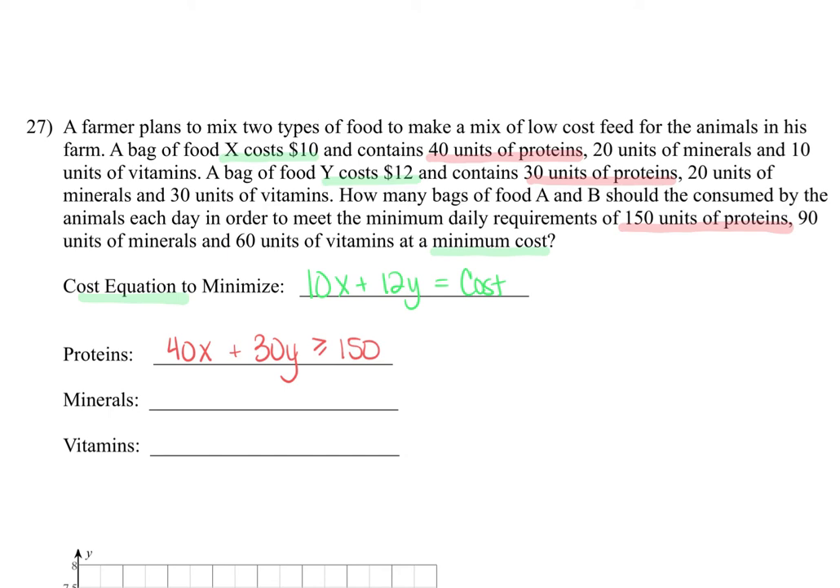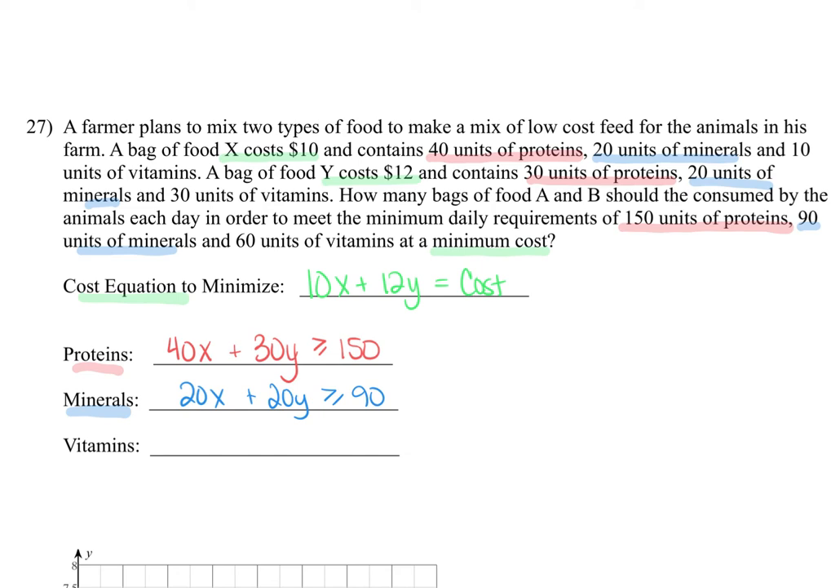Okay? And then I am going to look at my next group, minerals. I've done proteins, so I'm going to look at anything that has to do with minerals. X has 20 units of minerals. Y has 20 units of minerals. And I need a minimum of 90 units of minerals. And so that's going to be my next one. My 20 x's and my 20 y's at minimum need to be 90.